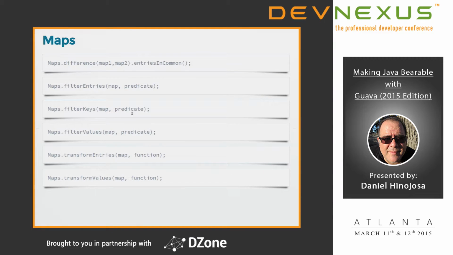So maps, this is where it gets interesting. I can calculate the map difference. I can filter the entries based on a predicate. I could filter the keys, filter the values. I could transform the map given a function, and I could transform the values given a function. This is going to have a lot of great implications on your code because you're going to do a lot of things that used to be tons of lines, and now you have short amounts of lines because all you have to do is just plug in a function. And this is going to get you started into thinking functionally using some of these utilities.